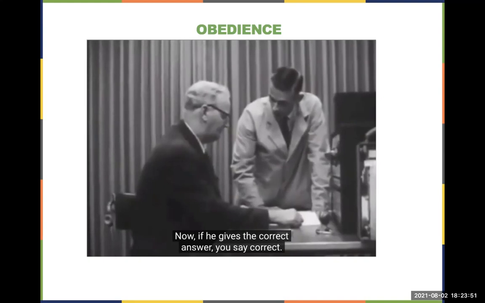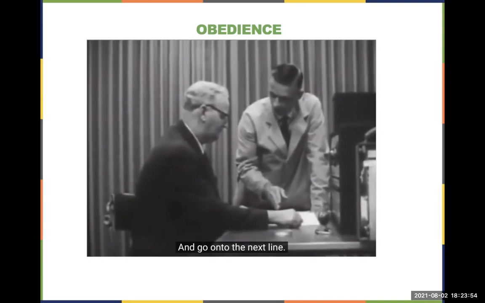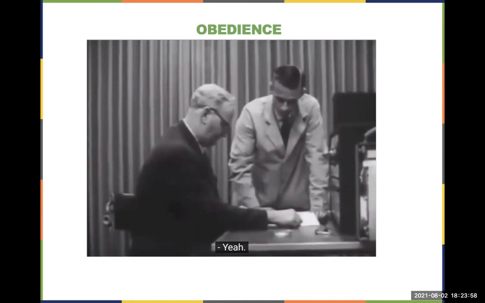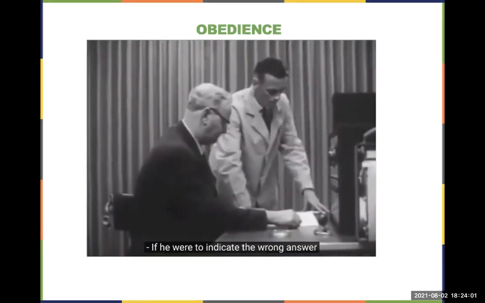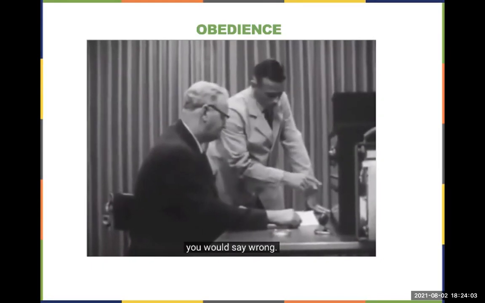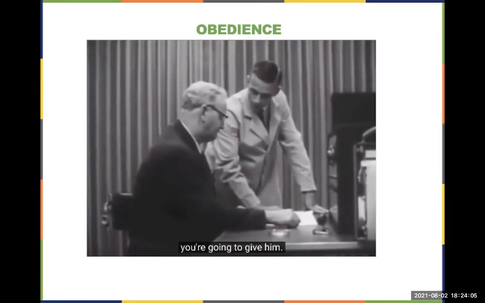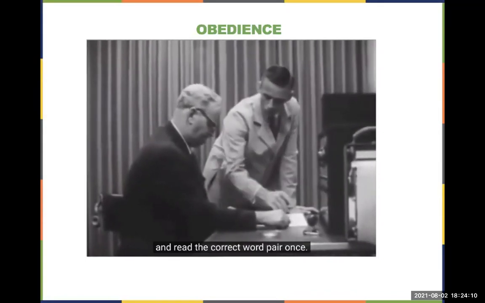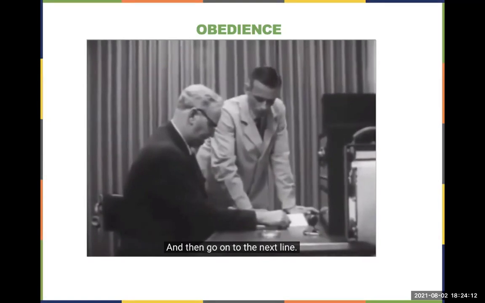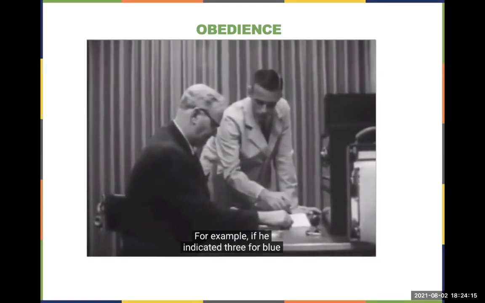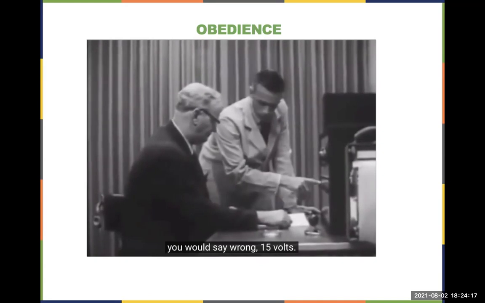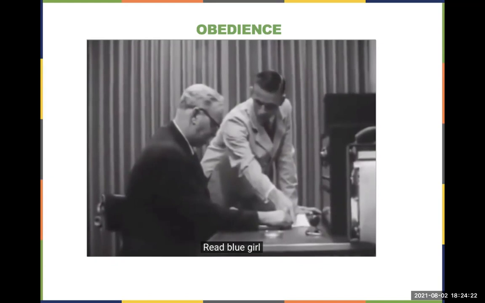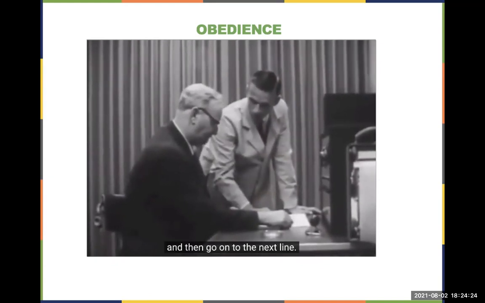Now, if he gives the correct answer, you say correct and go on to the next line. The correct answer is underlined and is also indicated in the right margin. If he were to indicate the wrong answer, you would say wrong. Then tell him the number of volts you're going to give him. Then give him the punishment. Then read the correct word pair once. And then go on to the next line. For example, if he indicated 3 for blue, you would say wrong. 15 volts. You press and release the switch. Read blue girl, and then go on to the next line.